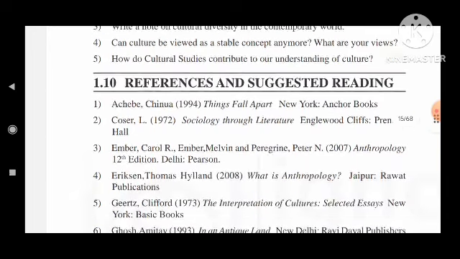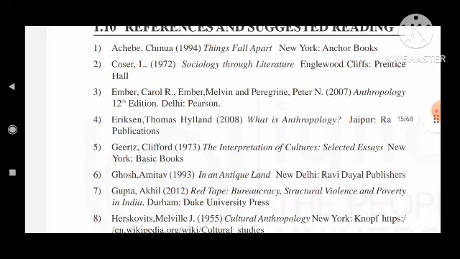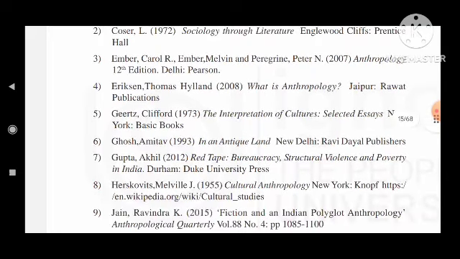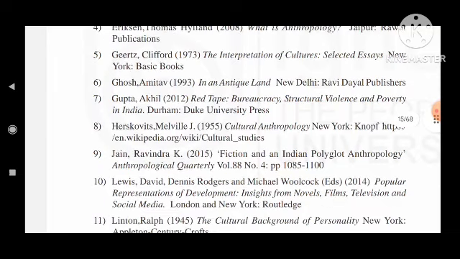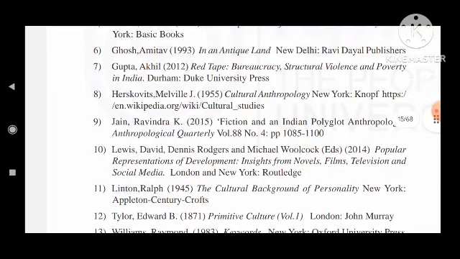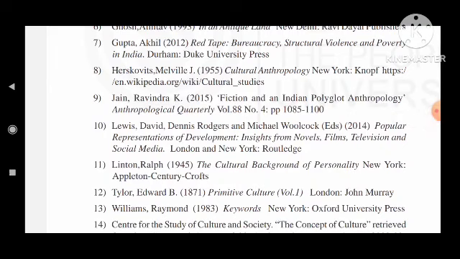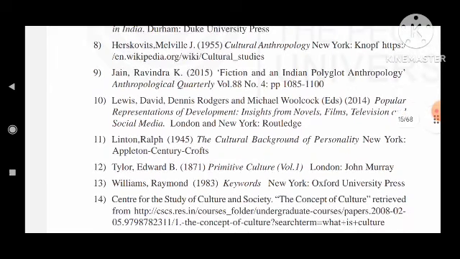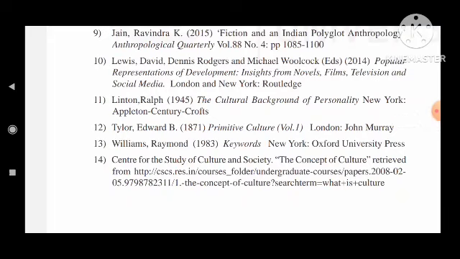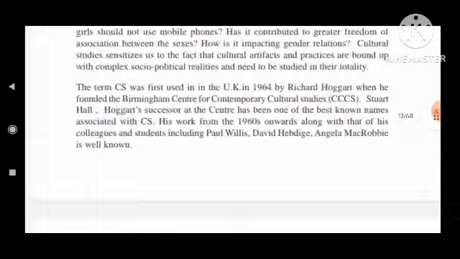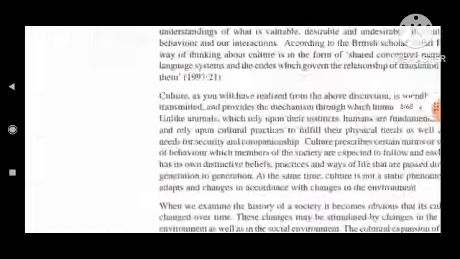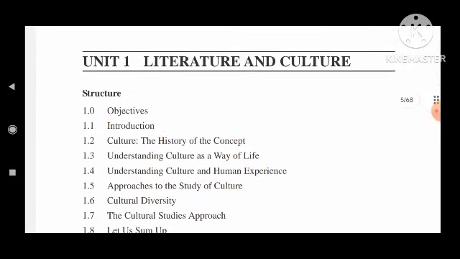Here are the references and suggested readings: Chinua Achebe, Kosar, Amber Carroll, Erickson, Thomas Hylland, Geertz, Clifford, Amitav Ghosh, Gupta, Akhil, Herskovits, Melville, Jane, Ravindra K, Lewis David, Linton, Ralph, Taylor, Edward B, Williams, Raymond, Centre for the Study of Culture and Society. So this is all about Unit 1 of your Block 2, which I have already discussed.